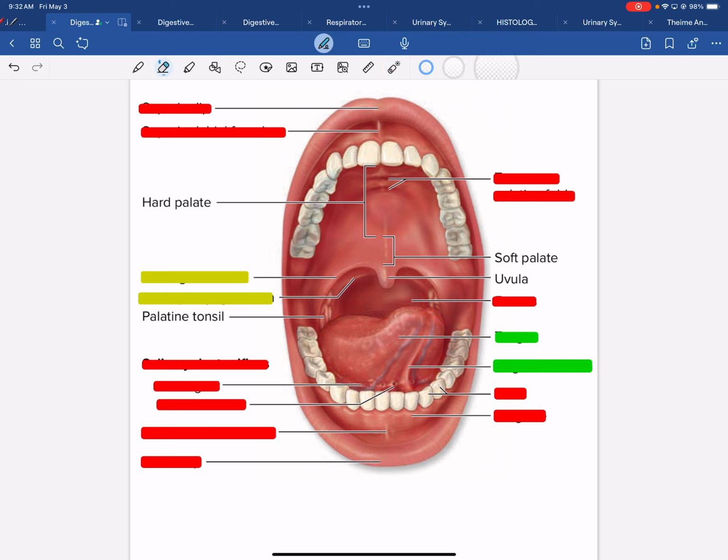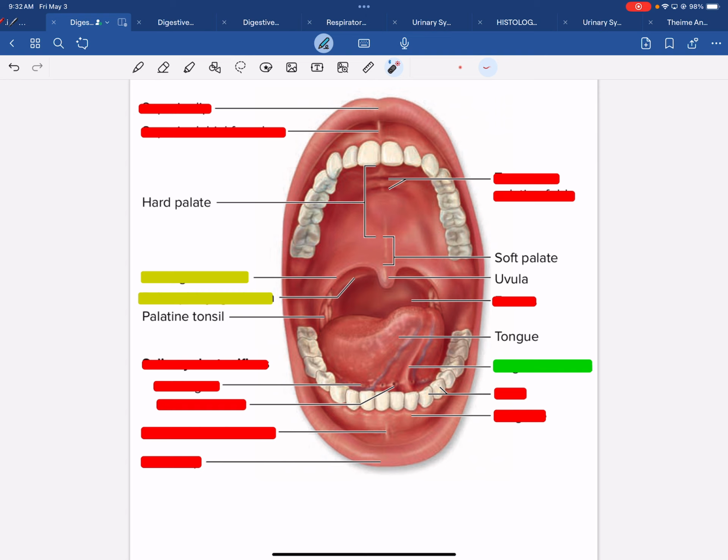What is this organ? The tongue. Good. What does the tongue do in the context of digestion? It moves the bolus for mechanical digestion. Exactly, so it aids in mechanical digestion of the food and manipulates the bolus within the oral cavity. Good.